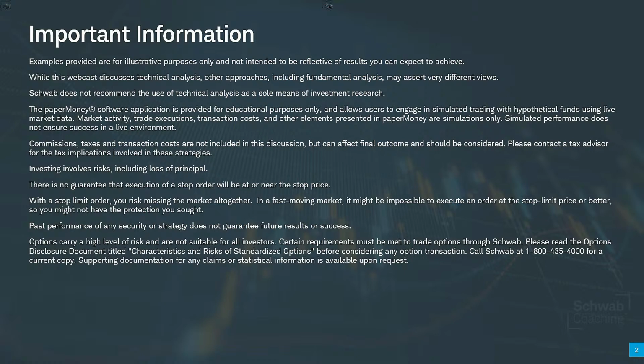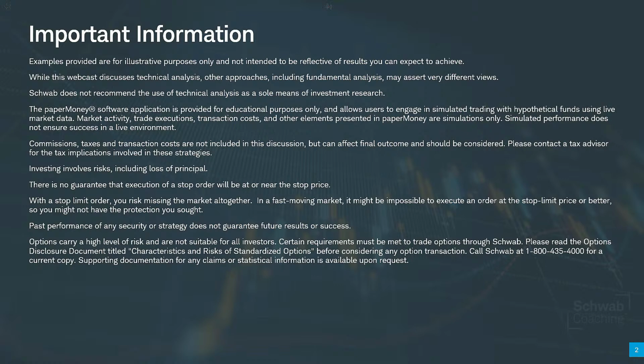But because of that, Schwab doesn't recommend the use of technical analysis or any other method as a sole means of investment research. We're going to be using the Thinkorswim desktop software platform today, specifically the paperMoney version of that platform. Remember that there are some differences between the way the paperMoney platform works and a live trading account works. So be aware of those as you move your practice from paperMoney to live trading.